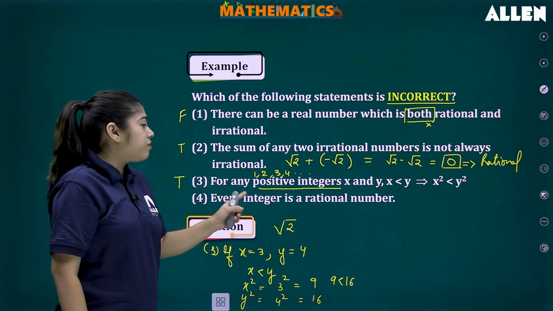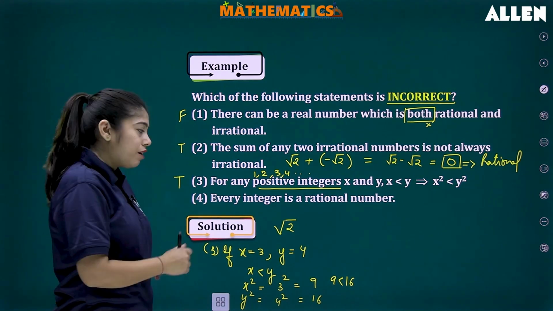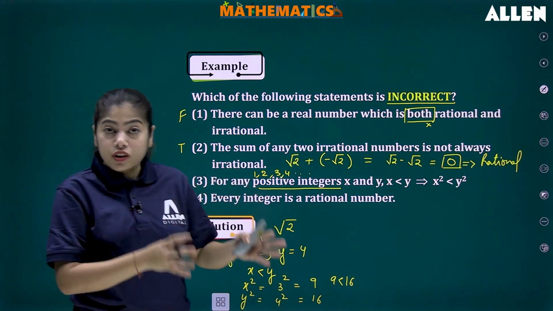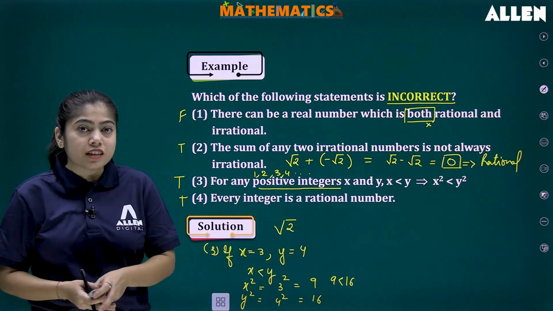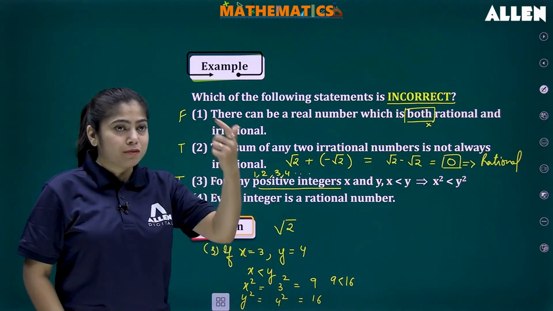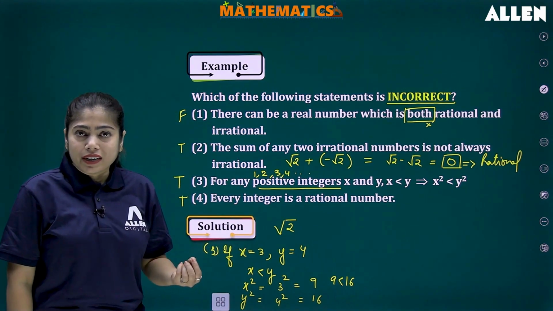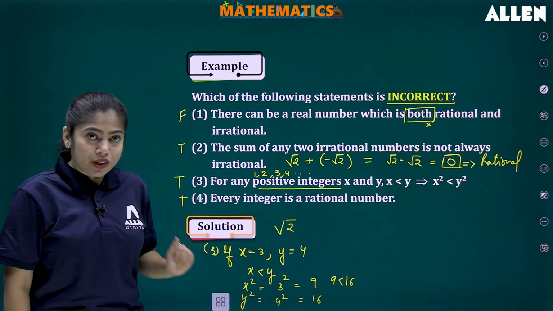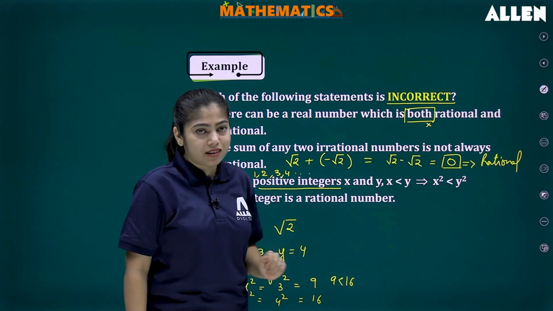The last one says every integer is a rational number. Again, a very true statement. All the integers are rational numbers. Whether they are positive integers, negative integers, or 0, all the integers can easily be expressed in p by q form, where p and q are integers and q is not equal to 0. Also, p and q are co-primes. So yes class, all the integers are rational numbers.